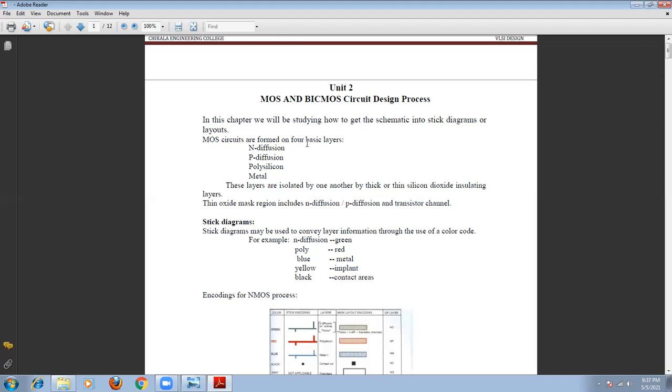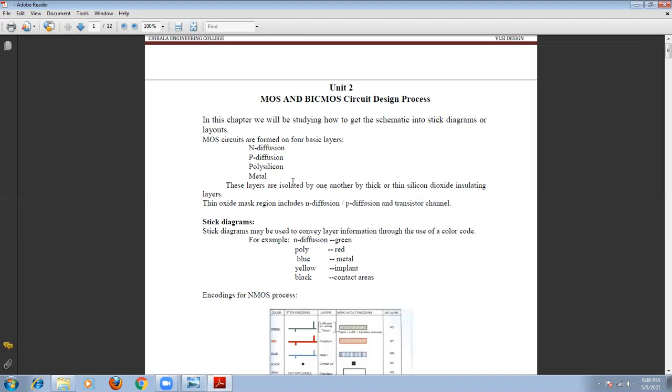Depending upon the case, it is green color, or sometimes the hatching will be different. Okay, there are also changes depending upon the NMOS technology, the PMOS technology, or the CMOS technology. Okay, and for the polysilicon, the color code is red color, and similarly for the metal, the color code is blue color. Okay, these are the main colors in the NMOS fabrication, NMOS stick diagram.